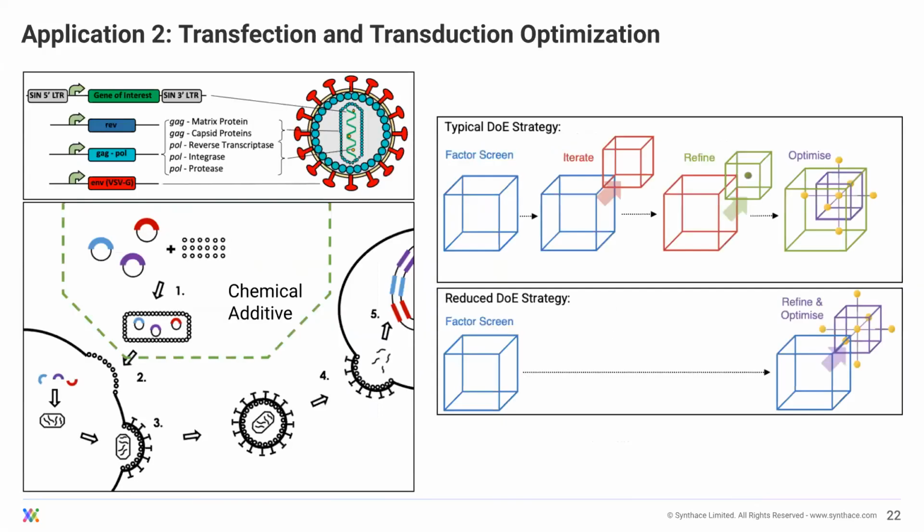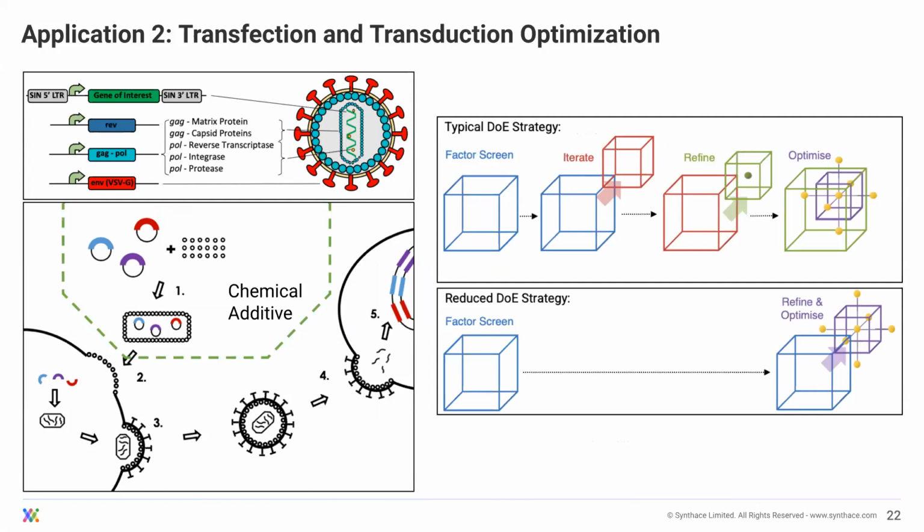So that was the first case study. Let's jump into the second case study. So this was transfection and transduction optimization, and this work was all carried out by our partners, Oxford Biomedica, a really cool system. They were looking to optimize their transduction efficiency and robustness.